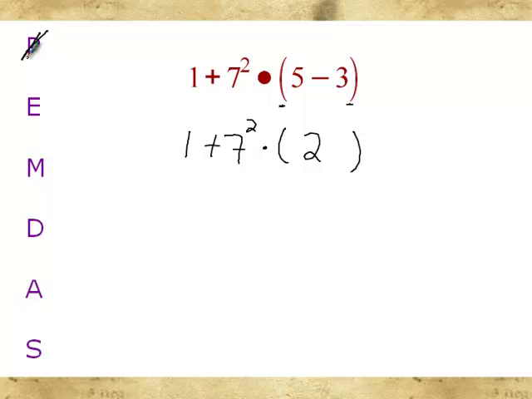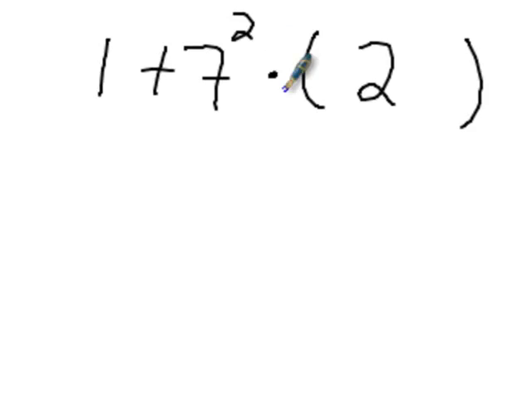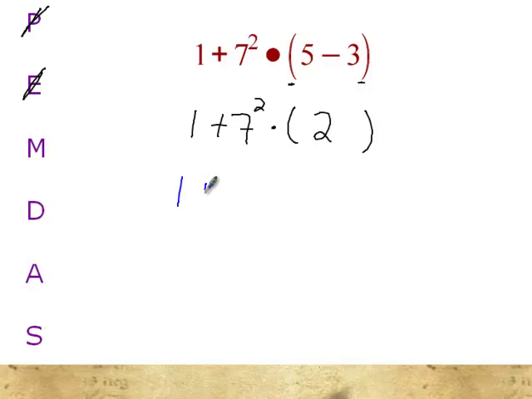Next on our list is the E, which stands for, very good, exponents. Do we have any exponents? Yes or no? Yes, we have a power right here. So that means that we're going to deal with that. So we get 1 plus 7 squared is 49.